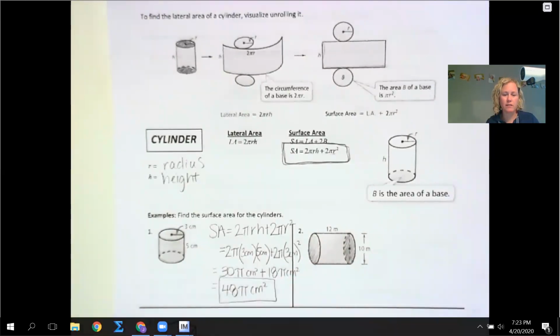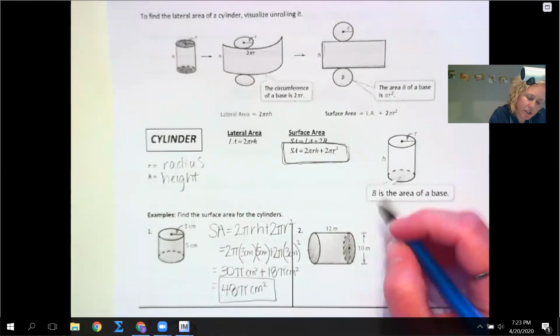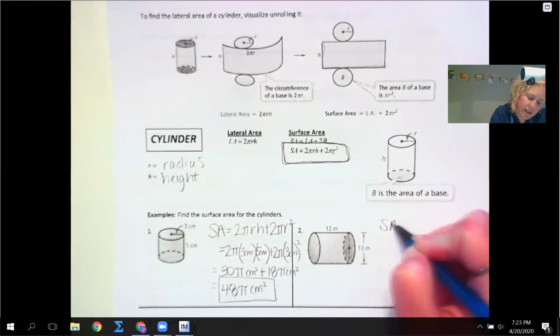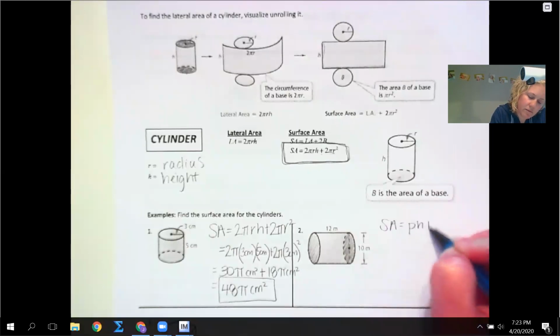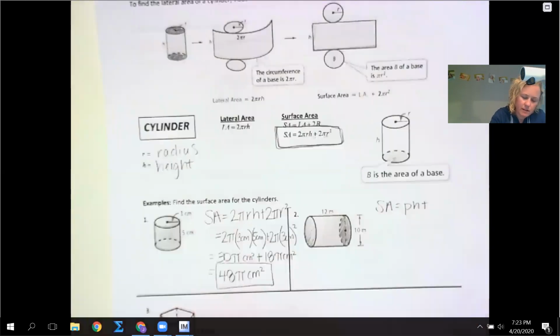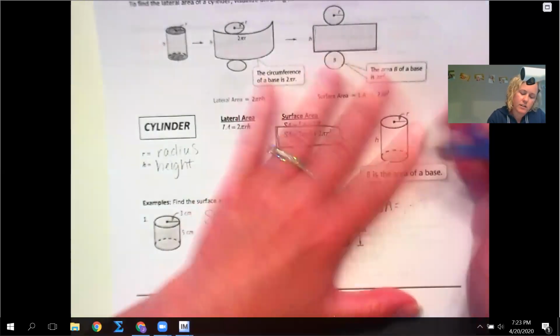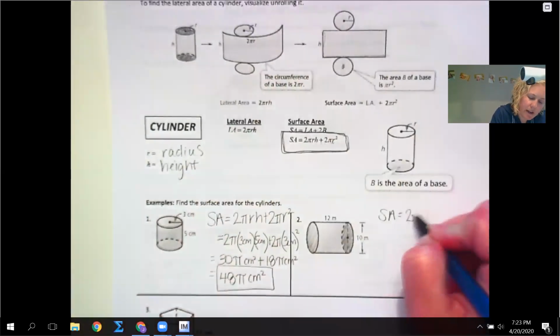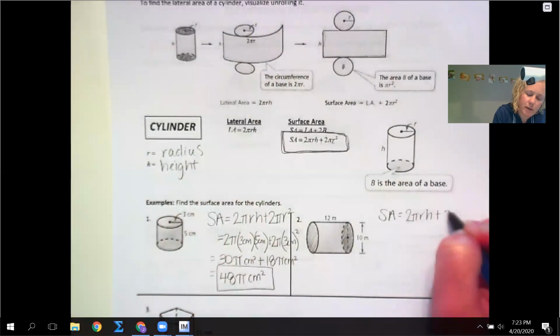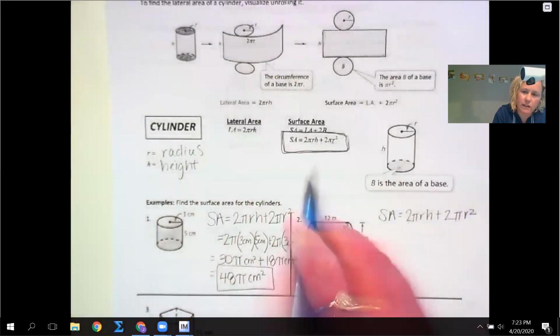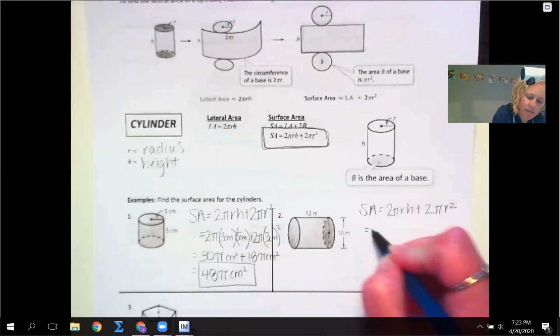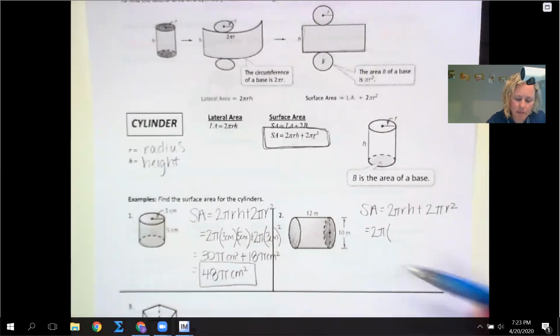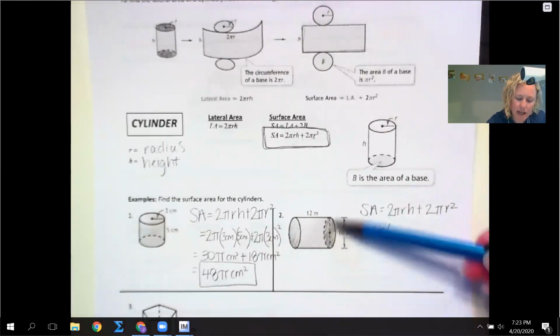Okay, and then we're going to do the same thing for number 2. So for number 2, surface area formula is pH. Oh, no, it isn't. Sorry. I was thinking of my prism. Sorry, it is 2 pi r h plus 2 pi r squared. We're just following the formula. Okay. Our radius this time, it looks like the entire diameter is 10, so the radius would be 5.